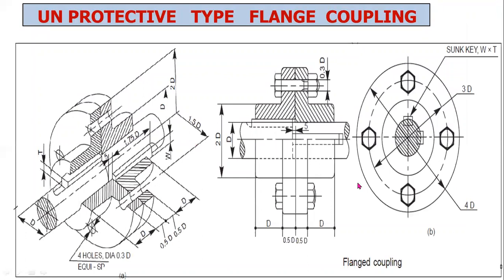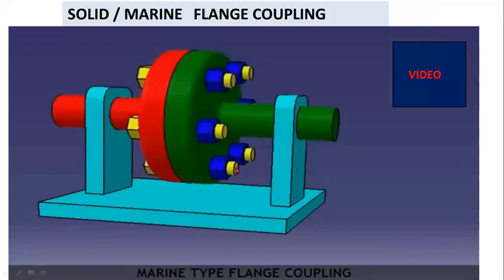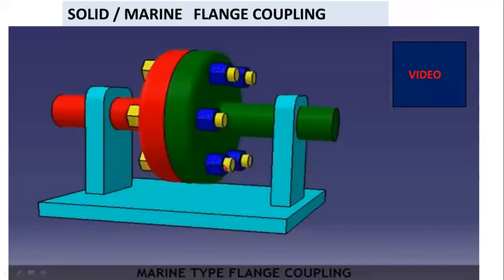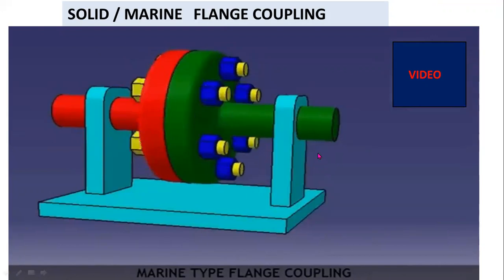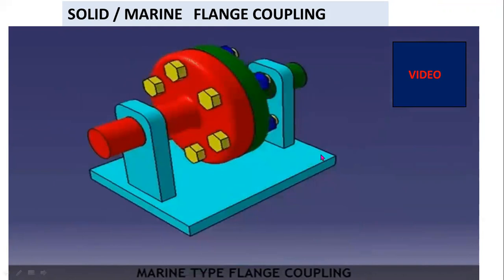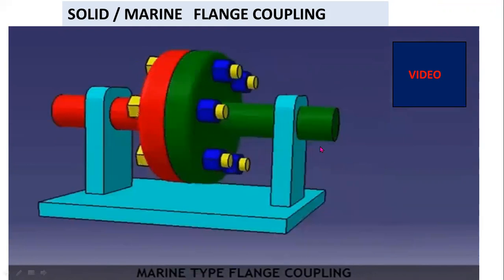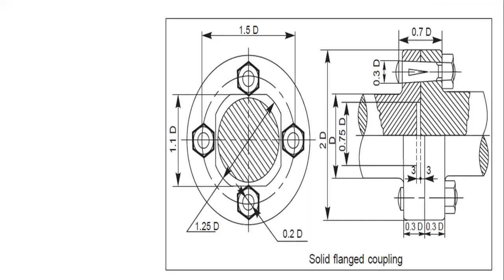This is the cross-sectional view of an unprotected type flange coupling. Now this is the example for solid or marine type of flange coupling. This is the cross-sectional view of a solid flange coupling.